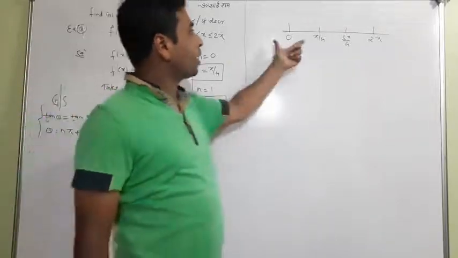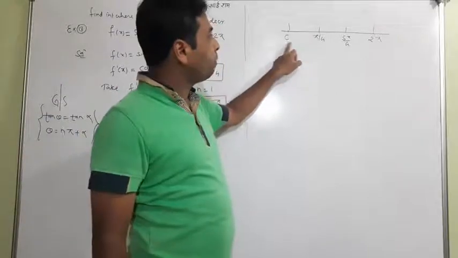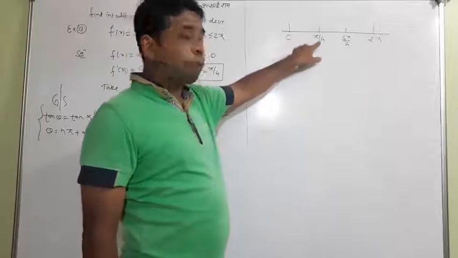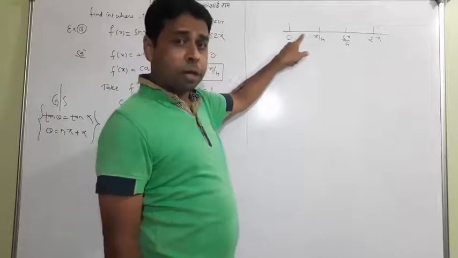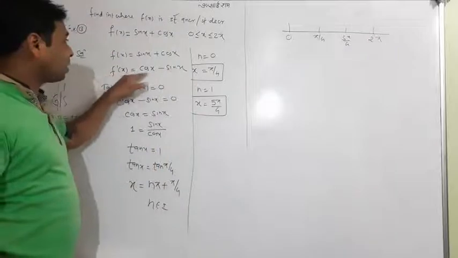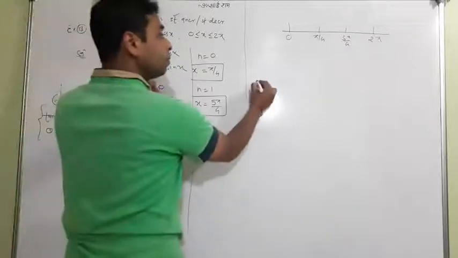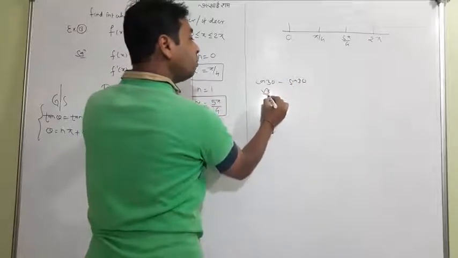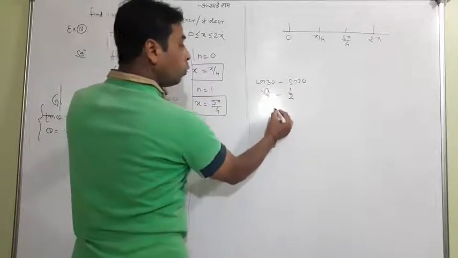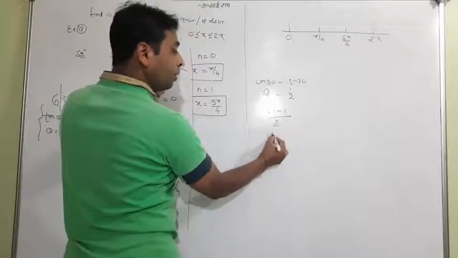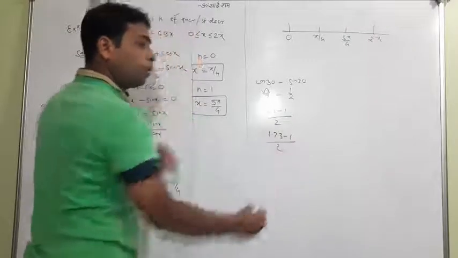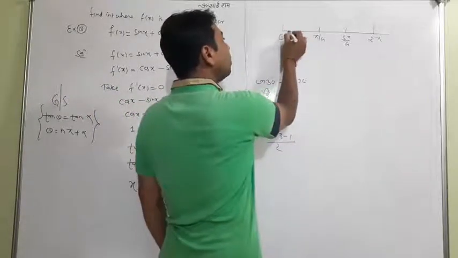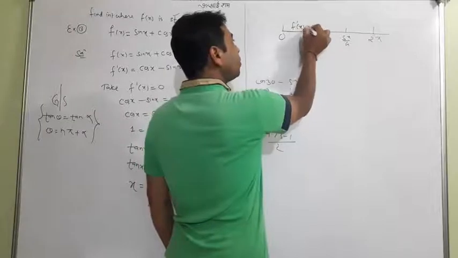So how can we check it? First, I'll take any one point between these two. What about 0 to π/4? It's 45, so we can choose 30. We'll put f'(x) equal to cos 30 minus sin 30. Cos 30 is root 3 by 2, this is 1 by 2, so (root 3 minus 1)/2. Root 3 meaning 1.73, minus 1, by 2, is positive. So we have got the result that between these two f'(x) is positive.